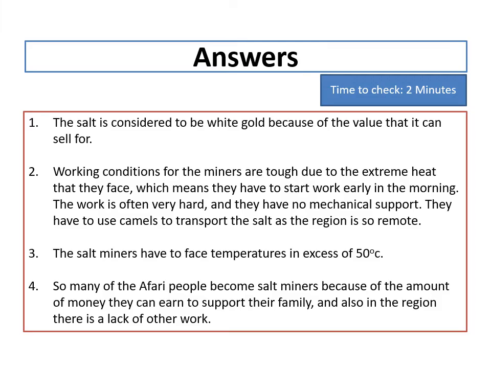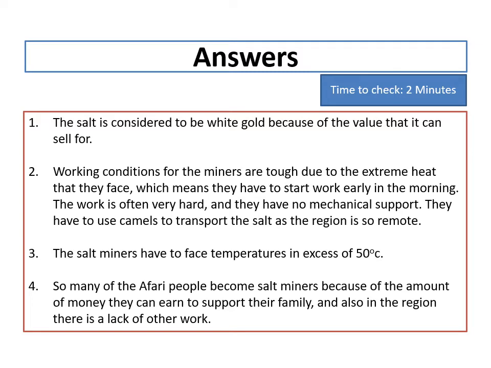Okay, let's work through some answers. The salt is considered to be white gold because of the value that it can sell for. As you know, gold is very expensive, and salt, whilst not quite as expensive as gold, is being compared to gold to make it clear that this is a very precious material.